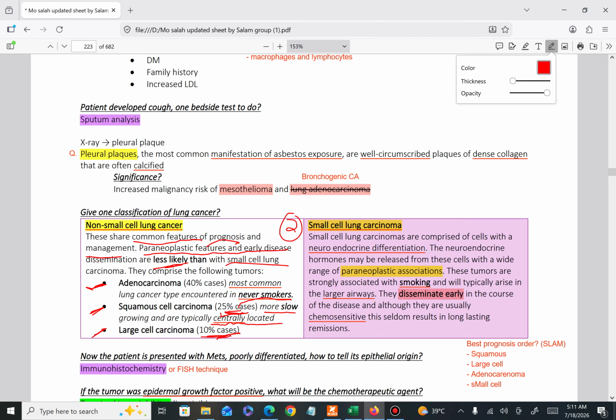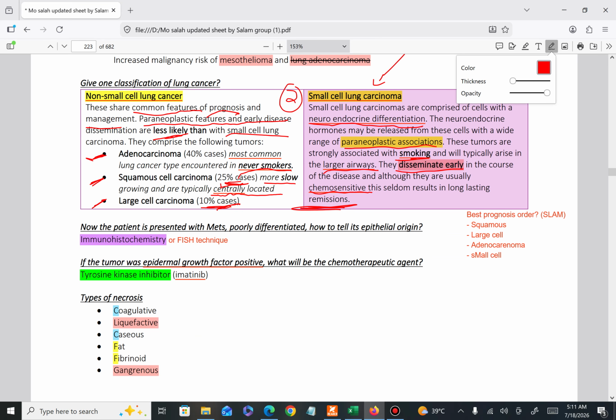Okay, then toward the small cell lung carcinoma, the small cell lung carcinomas are comprised of cells with neuroendocrine differentiation. The neuroendocrine hormone may be released from these cells with a wide range of paraneoplastic associations. These tumors are strongly associated with smoking and will typically arise in the larger airways. They disseminate early in the course of the disease, and although they are usually chemosensitive, this seldom results in long lasting remissions. Okay, so this is about the small cell lung carcinoma.